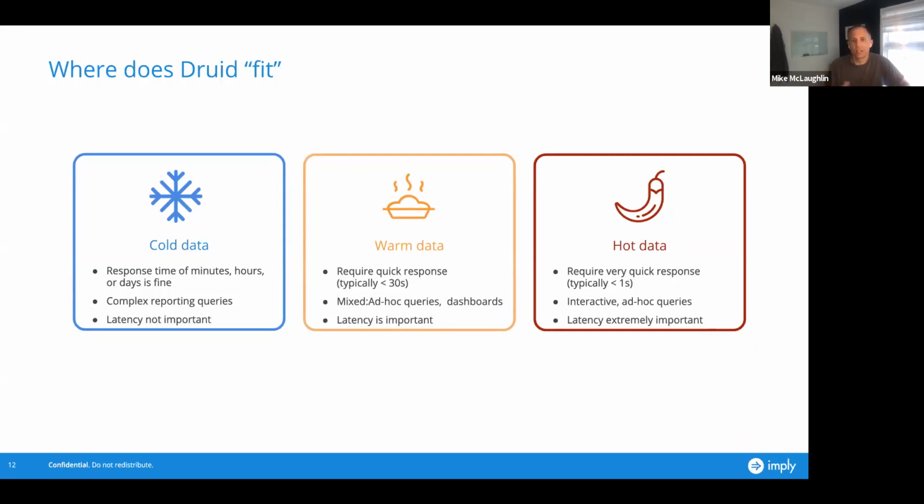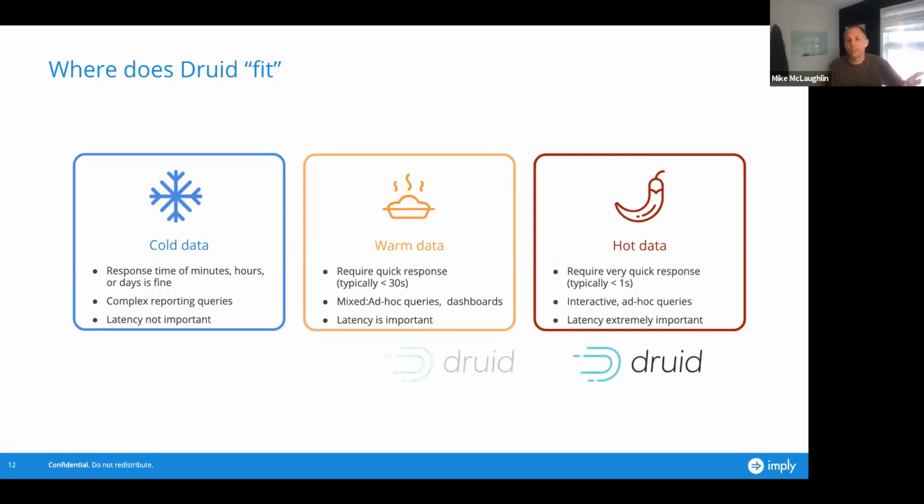The types of queries you're running are ad hoc in nature, but they might be more focused on a dashboard, where it's okay if it takes 10 or 20 seconds to come back. Maybe it takes longer to generate a report for a longer time window. Latency is important, but not critical. You're not making business decisions off of the values that are coming into the system.